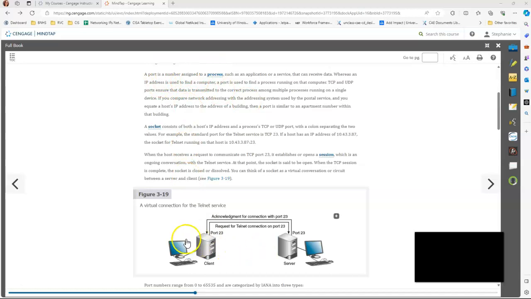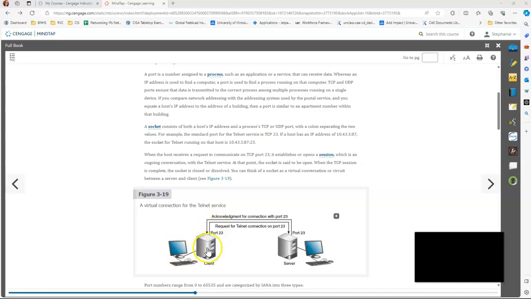So the port number is a process. When you're communicating on the network, a port is assigned to a process. Say, for example, here we're using Telnet. We've got port 23. There are what are called well-known ports, which we'll go over in a second, and port 23, Telnet happens to be one of those. That port number is assigned a process number, and they use the example of it being like an apartment number within a building. So they go back to that postal service thing.